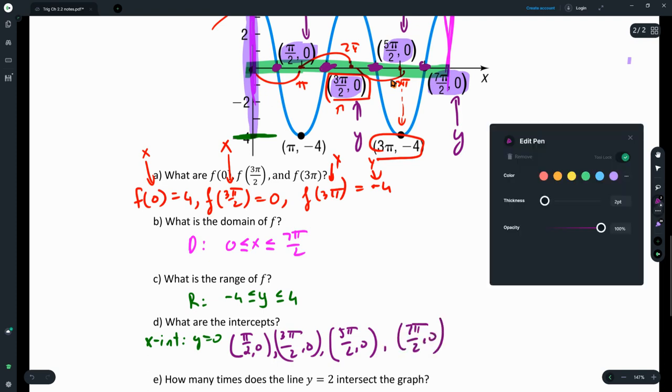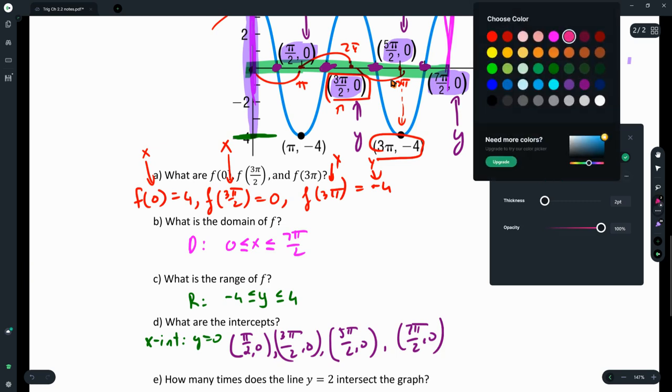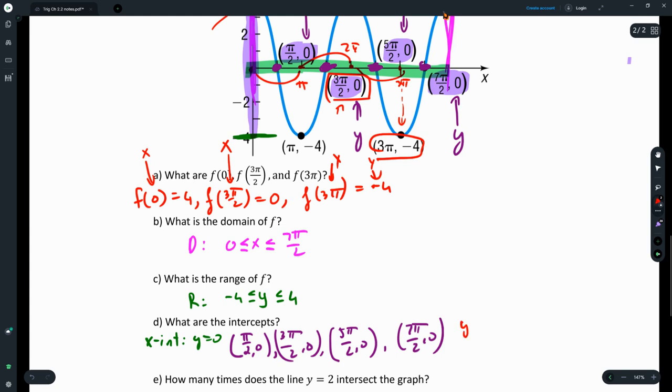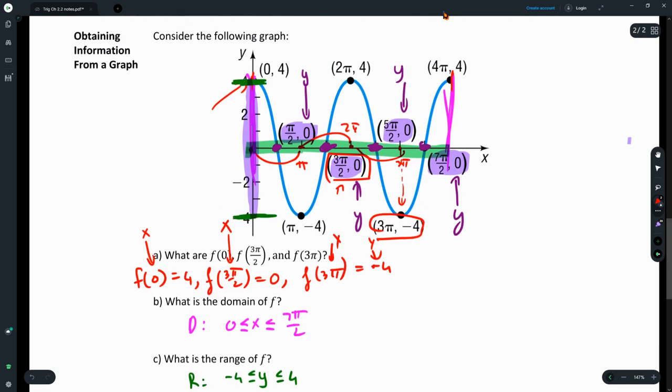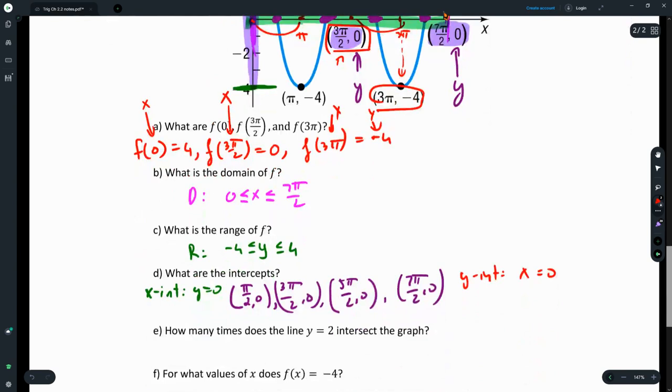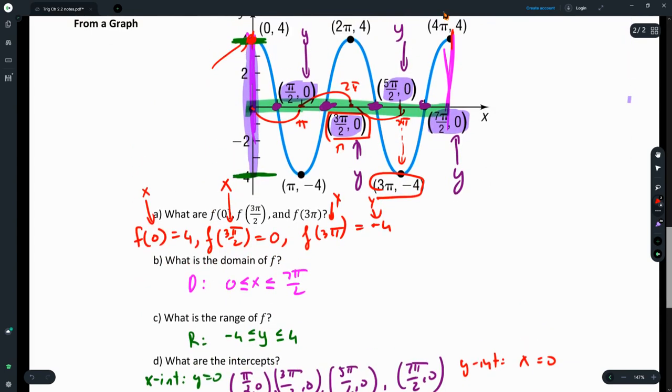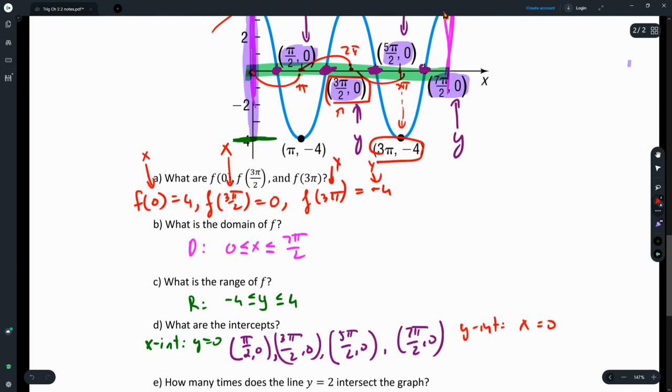And then you do the y-intercept, which is when x is equal to 0. And when x is 0, y is here. And you should only have one y-intercept if it's a function, right? If you have two y-intercepts, then it's not a function because that same x gives you two different y. So it's not a function. This one is a function, so you only have one y-intercept, which is at (0, 4).